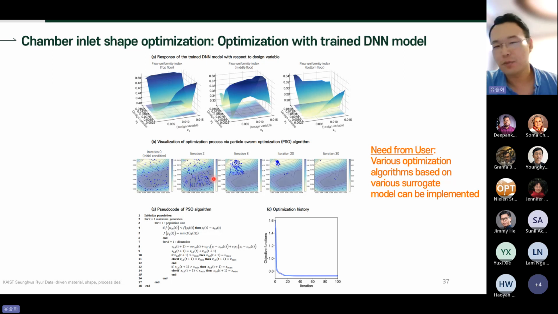Next, constructing this response surface model out of the trained deep learning model, we can utilize it in a global optimization algorithm such as the particle swarm method and try to find the optimum out of this response surface. And of course, from the user's perspective, various optimization algorithms could be more smoothly implemented with Ansys. It would increase the efficiency of users.